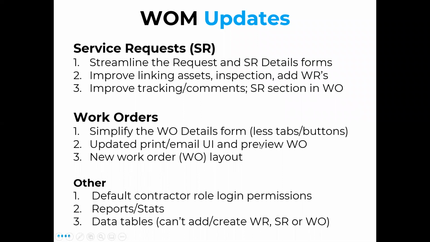So the updates here are outlined, and this is primarily what I'll go through: updates to the service request details form and the work order detail form. And with service requests, this included improving how you link a tree or other asset, do an inspection, and create work records from a service request. So kind of streamlining that process. Also, there's the ability now to track the comments, status changes, and assigned to changes, and see those in a work order. So I'll demonstrate what I mean by that.